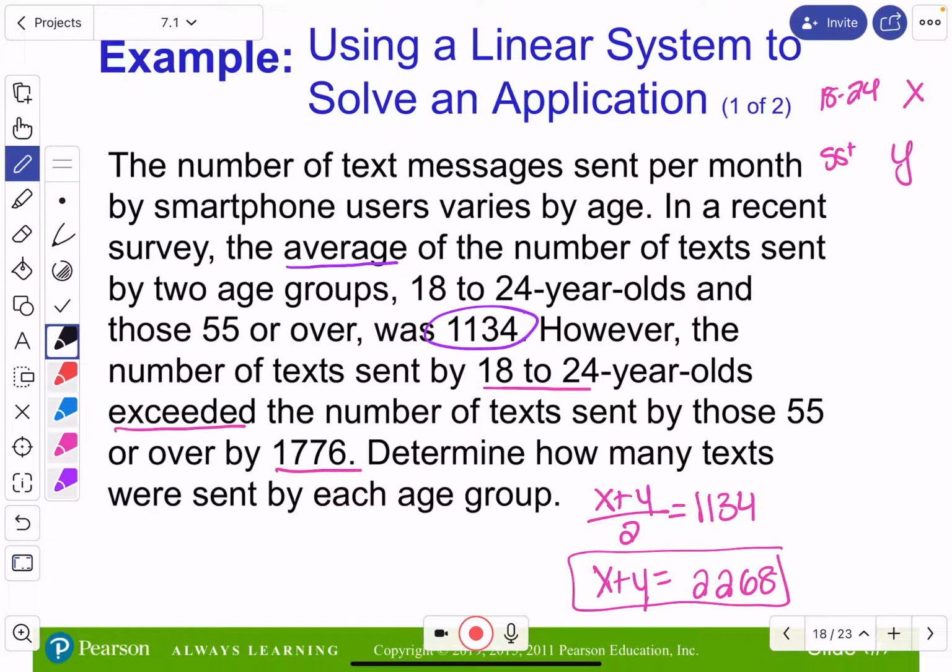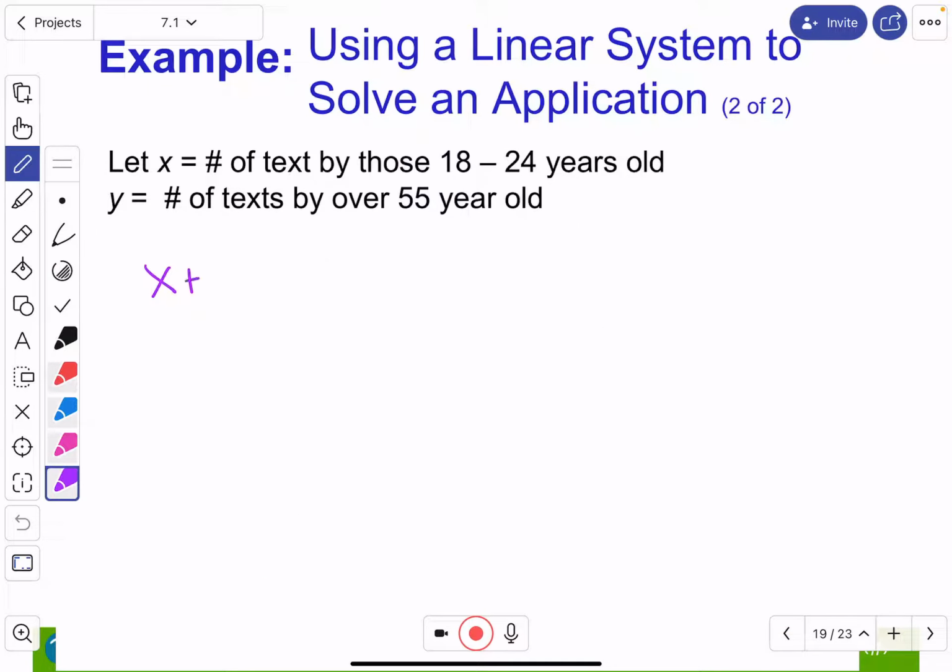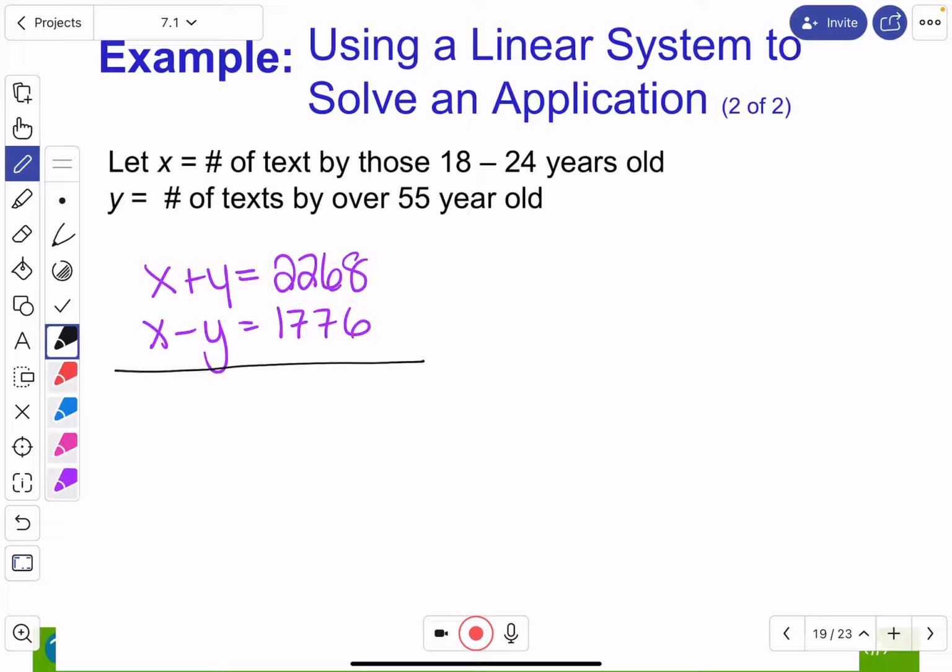We also know that group X sent more, and when you subtract them, because they exceeded, it's by 1,776. So there's our second equation. So now let's solve those. We had x plus y equals 2,268, and x minus y, because that was the difference in them. And now we can, same side, subtract.